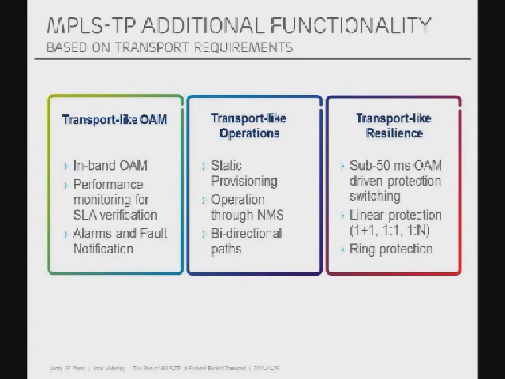Today's transport networks are typically provisioned statically through an out-of-band NMS system. This has the advantage that it is typically a very robust environment that can scale quite easily to a high number of nodes. And also transport-like means bidirectional paths, where in IP MPLS an LSP is unidirectional.